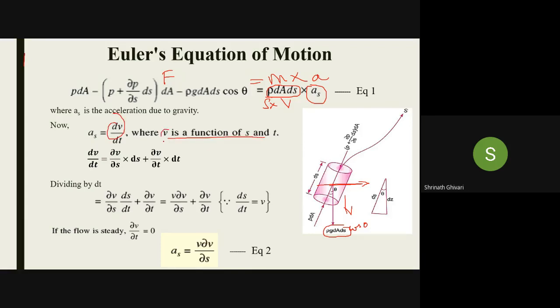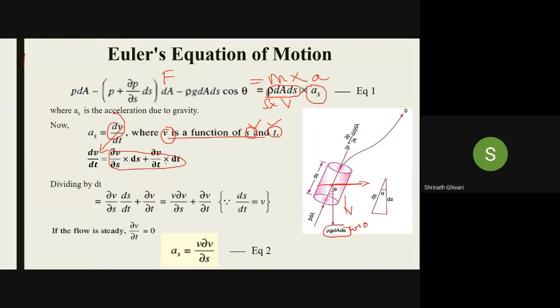That is, velocity is a function of space, the distance traveled or displacement traveled, and time. So I have written dv as dou v by dou s into ds plus dou v by dou t into dt, as v is a function of s and t. If v is a function of s and t, we can write it like this. So the v value is dependent on s and t. Therefore, dou v by dou s into ds, dou v by dou t into dt.